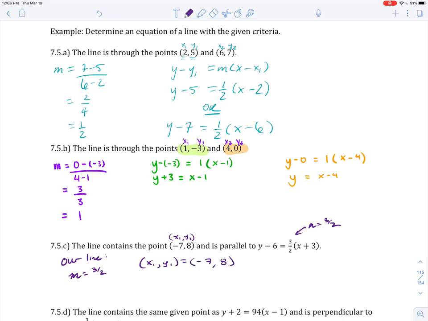So using that, since the slope is that, and since x1, y1 is this negative 7, 8, we could straight up say that by plugging this into our slope point form, y minus 8 is 3/2 of x plus 7.